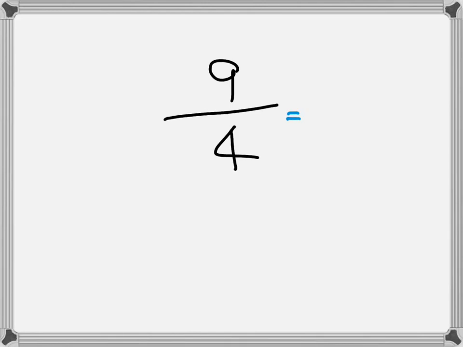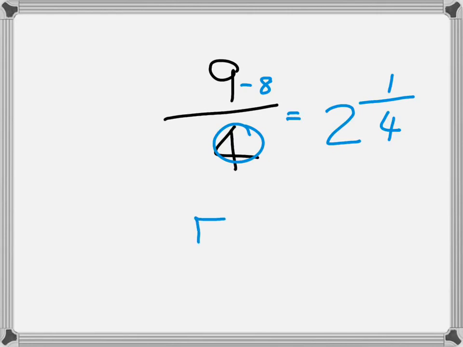Okay. Let's do this one. Short way. 4 times what? What's the closest we can get to 9? 8. So 4 times 2. So 2 wholes. So 4 times 2 is 8. So 9 minus 8 is a 1. That's our remainder over this 4 here.